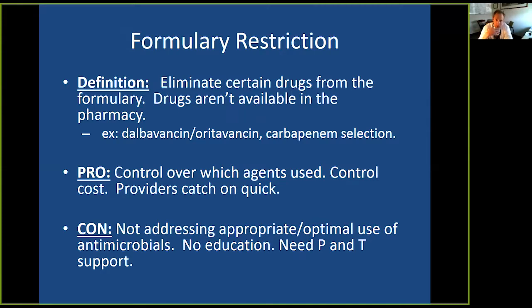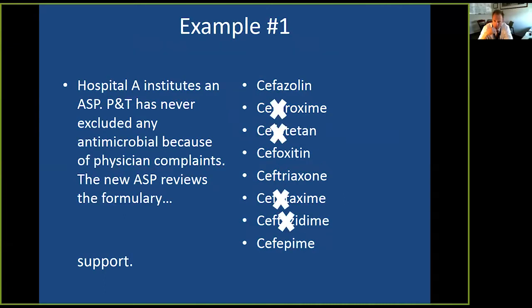So this takes a review of your formulary to really decide what you're going to try to limit. So here's an example. Hospital A institutes a stewardship program; P&T has never excluded any antibacterial because of physician complaints. The new stewardship program comes in, reviews the formulary, and then gets rid of four of the cephalosporins that are redundant, and you certainly don't need them. So you're optimizing your coverage, and you're optimizing antibiotic prescribing in terms of fewer cephalosporins. So that's just an example of how you could use that to your advantage.